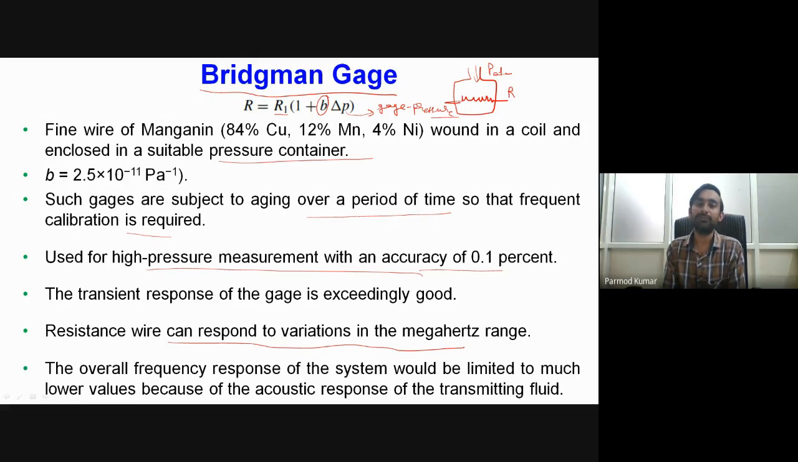Why? Because the fluid system will have its own dynamic response, and particularly that response will be limited by the speed of sound in that particular fluid. So that is limited by the acoustic response of the transmitting fluid. Depending upon the acoustic response of the transmitting fluid, we get the overall frequency. So this Bridgman gauge is also used for high pressure measurements.